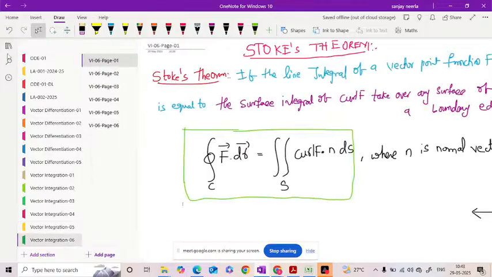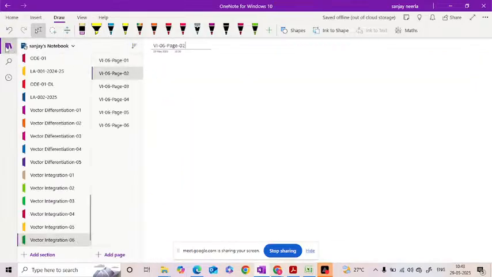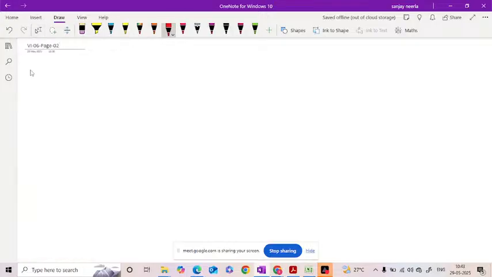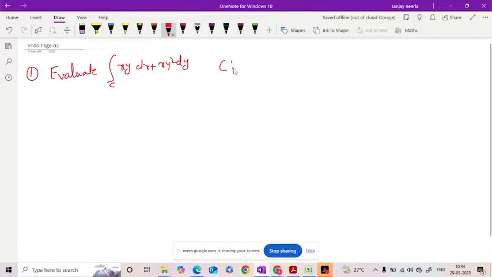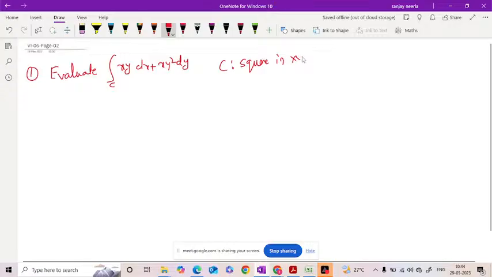Now the first question here. Evaluate the line integral of xy dx plus xy square dy, where C is the square in the xy plane, and the lines are x equals plus or minus 1 and y equals plus or minus 1. That means it is a square region.